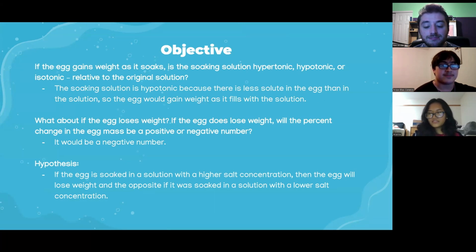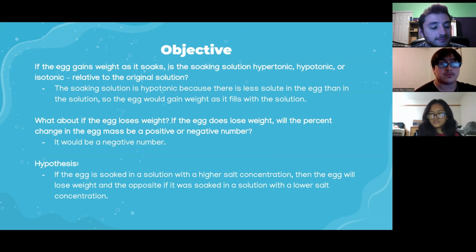One of the questions we had to answer for our osmosis experiment was, if an egg gains weight as it soaks, is the soaking solution hypertonic, hypotonic, or isotonic relative to the original solution? We believe the soaking solution is hypotonic because there is less solute in the egg than in the solution, so the egg will gain weight as it fills with the solution.